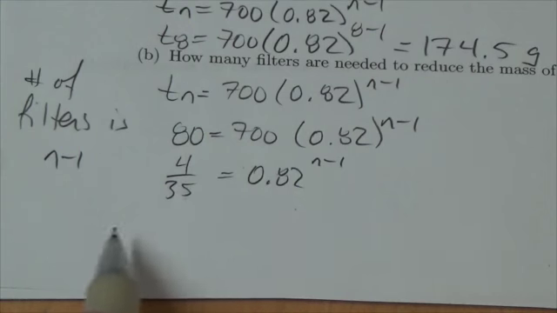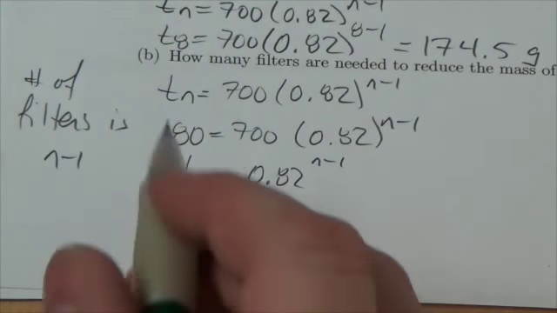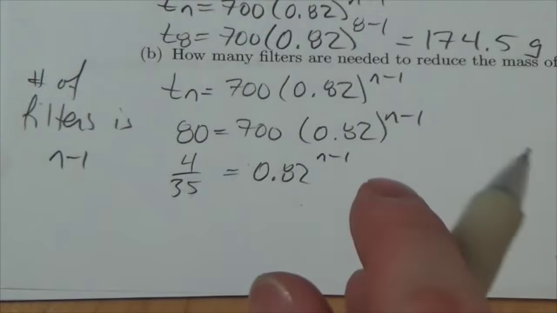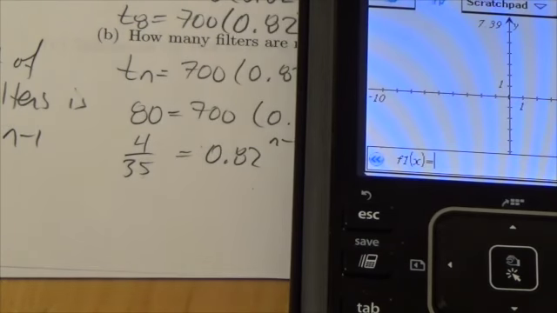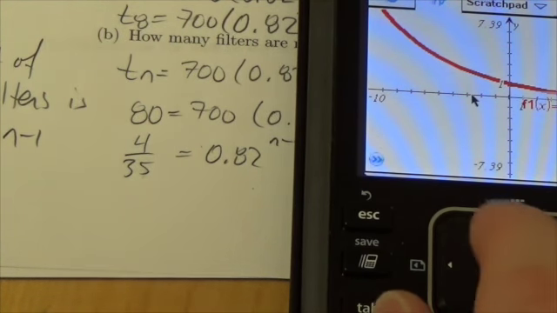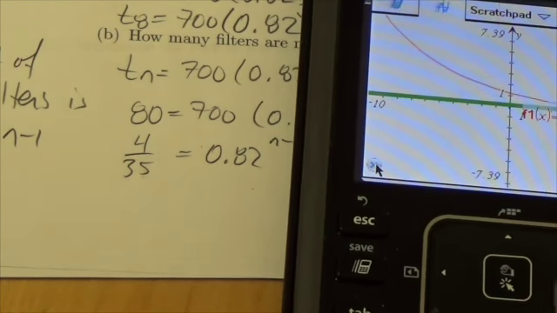Now, in Math 30, you're going to learn a wonderful way of handling that type of problem here. But for right now, I want you to go to your calculator and we're going to graph this, and we're going to find the point of intersection. So the first thing I'm going to do is graph 0.82 to the power of x minus 1. Okay, and there's my graph. And then I'm going to graph 4 divided by 35. Okay, and there we go.